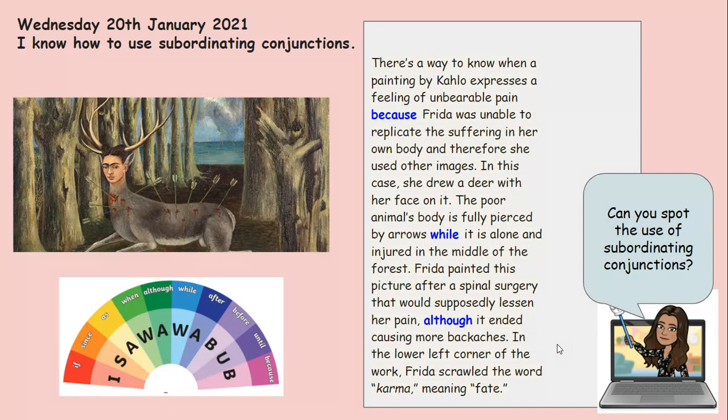I'm just going to read the first one I've used there for you. There's a way to know when a painting by Kahlo expresses a feeling of unbearable pain because Frida was unable to replicate the suffering in her own body, and therefore she used other images. So when Frida Kahlo was injured, instead of drawing herself, she drew an animal with lots of arrows pointing in the areas of where she was in pain herself, and then she added her head to the animal. And you can see that she's all alone as well in the woods. It's probably how she felt.